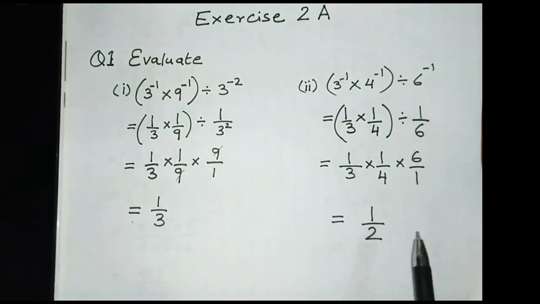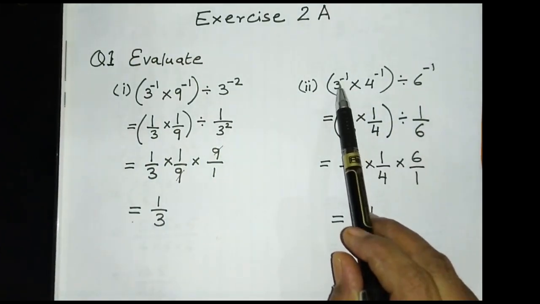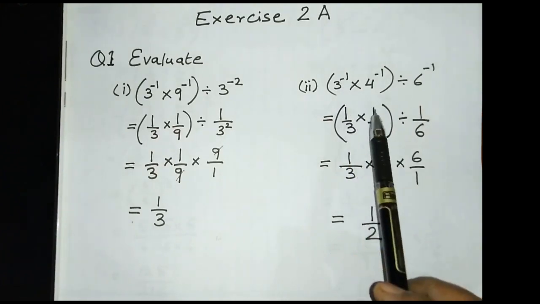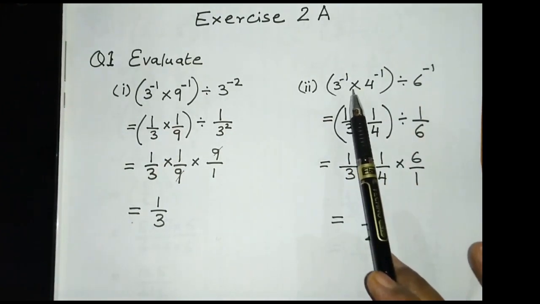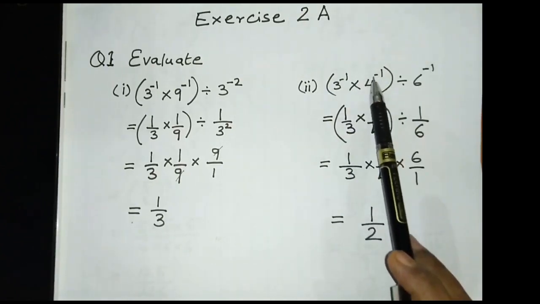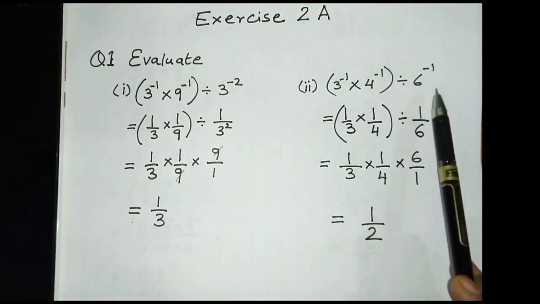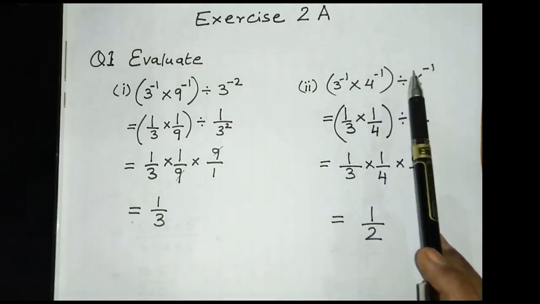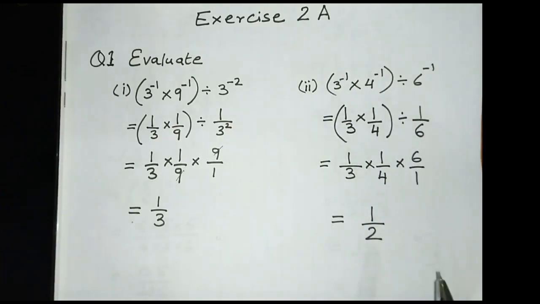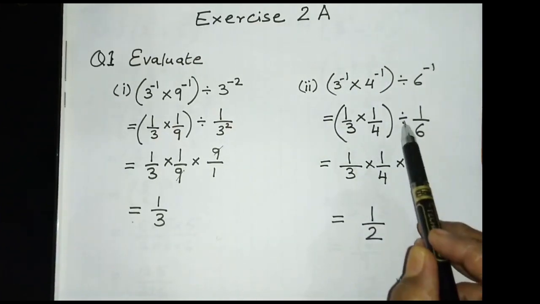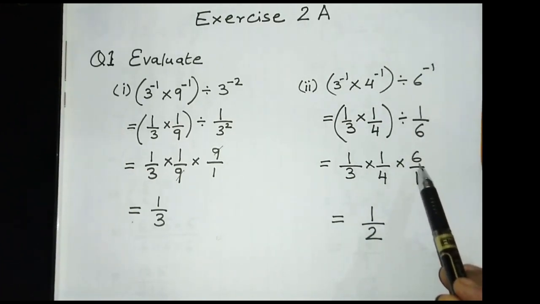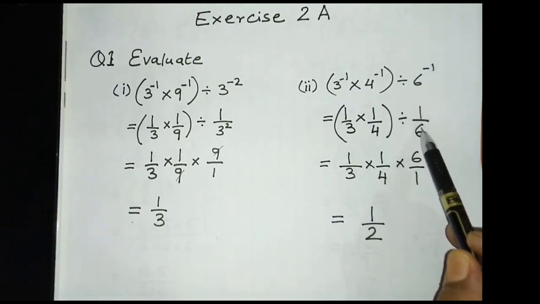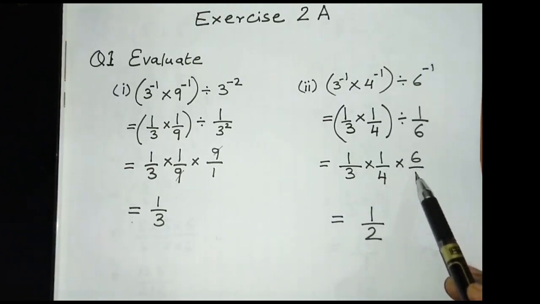In the next sum, again a negative power is there. So we will first make it positive by taking its reciprocal: 1 by 3, 1 by 4 and 1 by 6. All 3 powers are made positive here. Then we'll change this division to multiplication. Again we'll do its reciprocal. 1 by 6 will change to 6 by 1.